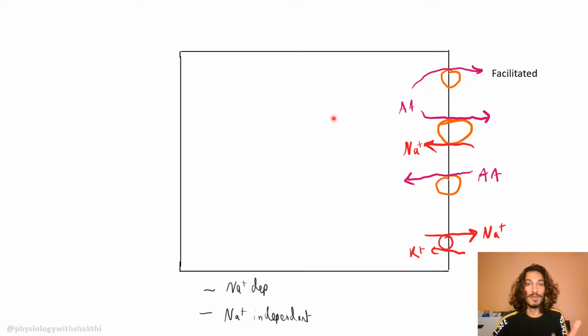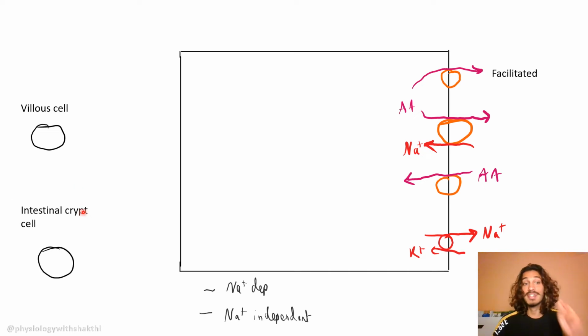Yes, because enterocytes also require nutrition. Okay, so they are taken back inside as well. Okay, so what you have to understand is there are 2 types: you have your villus cells as well as intestinal crypt cells.